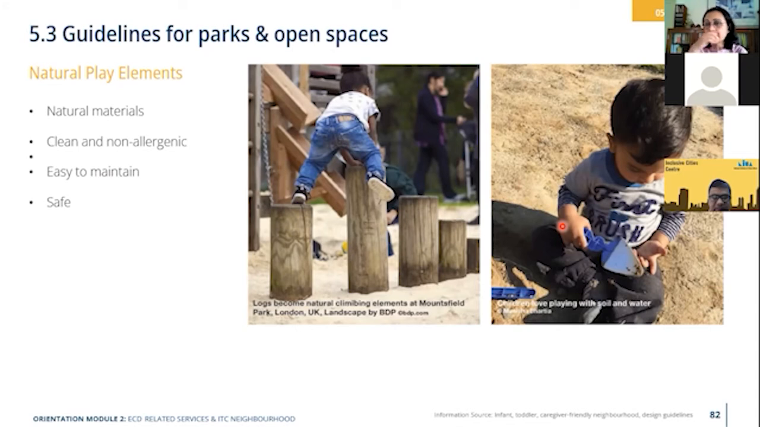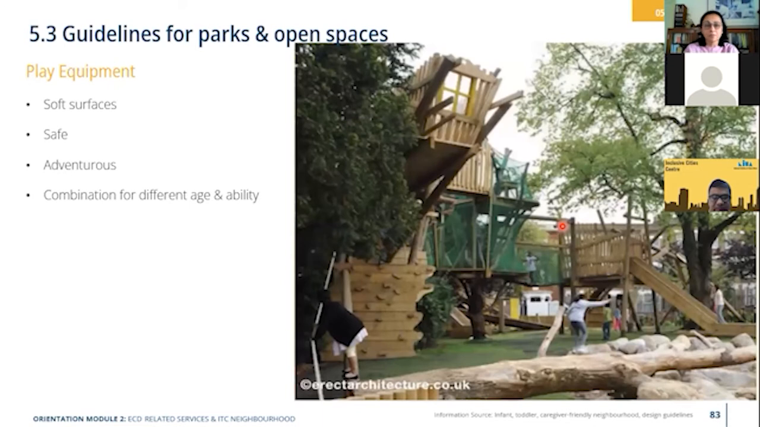Some of the greatest designers of play equipments and play spaces all over the world, Tim Gillett is one of them, and I believe the NIUA team had a chance to interact. They would always vouch that in their design spaces, only natural elements are used. So even when you are wanting to give climbing, adventurous play, which is not for very young children, there also the play equipments can be made using very natural elements.